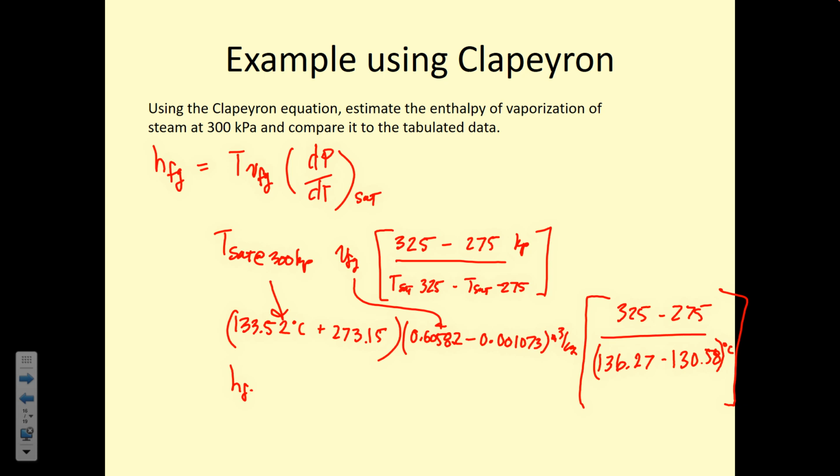So the value that we calculate, H sub Fg, is equal to 2159.9 kilojoules per kilogram, compared to the actual value, which is 2163.5 kilojoules per kilogram. So that's approximately 0.17% error.